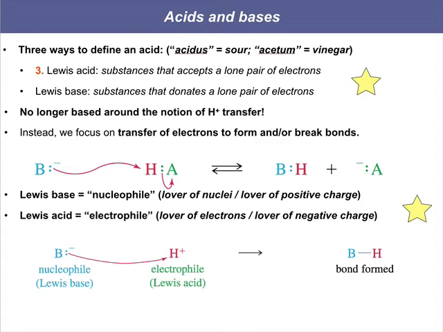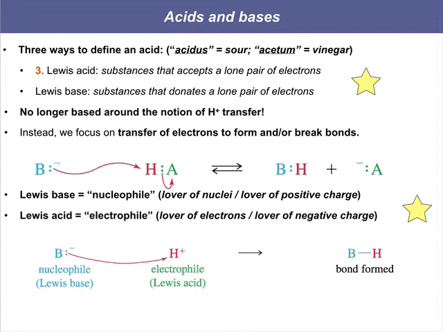The second one is the Bronsted-Lowry definition. If you're not familiar with those, you can go back and read up on them in the book or in your general chemistry notes. But the third definition, the Lewis acid-base definition, is often swept under the rug in general chemistry, but it's extremely important and useful in organic chemistry.